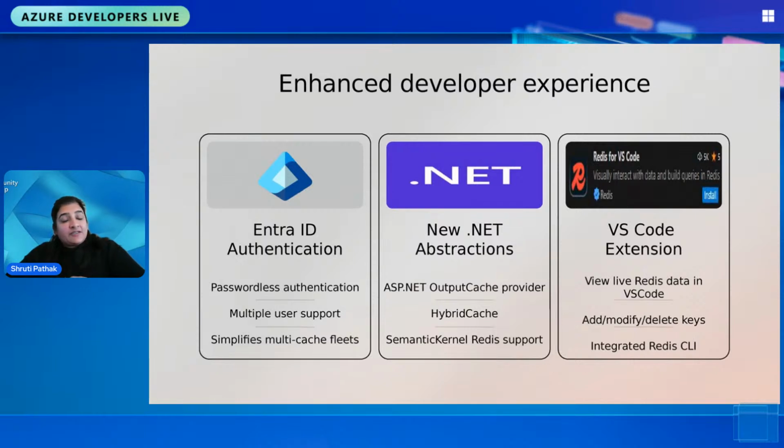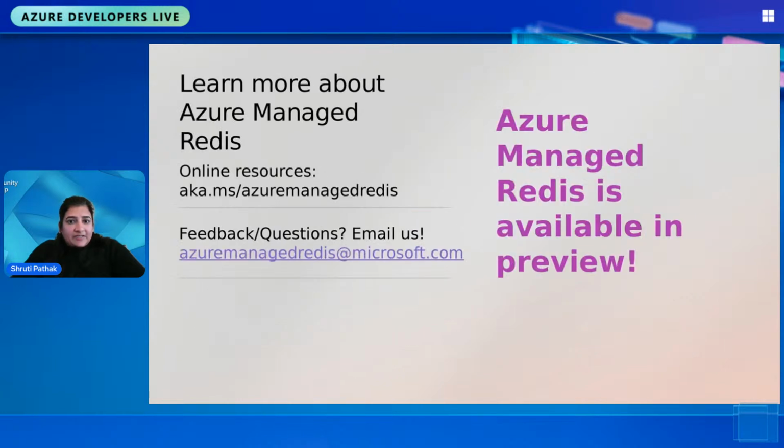There's also a VS Code extension that was released recently where you can look into your Redis data directly from your VS Code. You install that extension, and it can query your Redis data directly, so you don't have to go to a different instance or the Azure portal or anything. This is a great extension for developers, and it can be leveraged during development. So these are all the enhanced developer experiences that we have. All of this is available in preview right now.